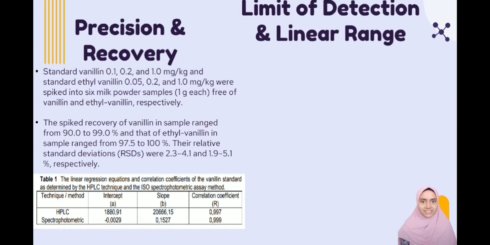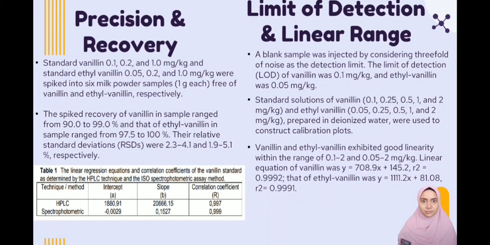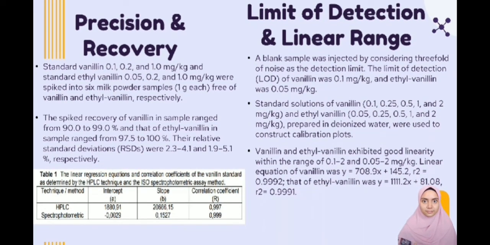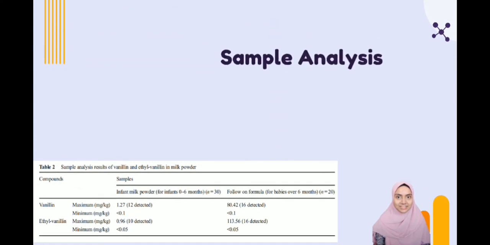For the limit of detection and linear range, a blank sample was injected. The limit of detection of vanillin was 0.1 mg per kg and of ethyl vanillin was 0.05 mg per kg. To construct the calibration plots, standard solutions of vanillin and ethyl vanillin prepared in deionized water were used. Vanillin and ethyl vanillin exhibit good linearity within the ranges of 0.1 to 2 and 0.05 to 2 mg per kg. The last part is sample analysis.